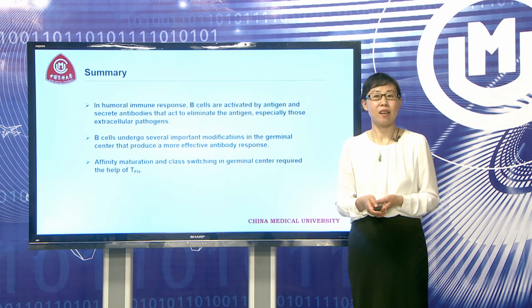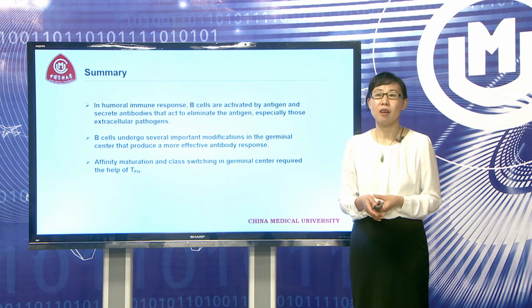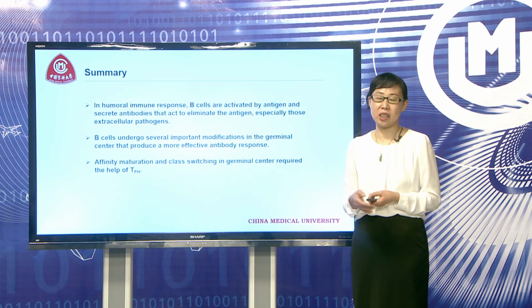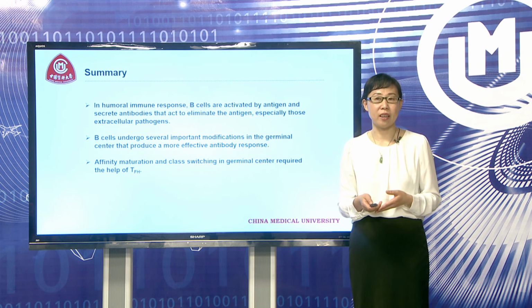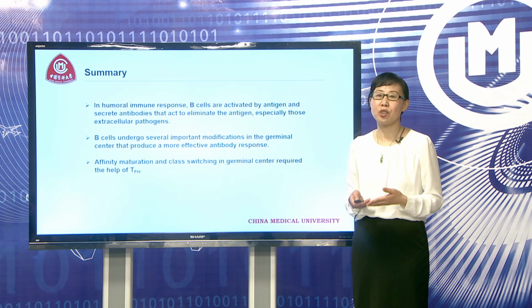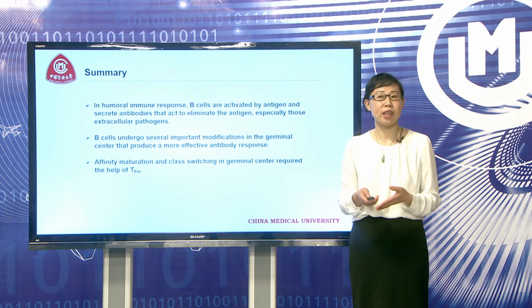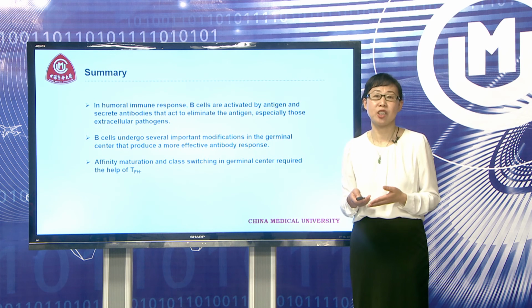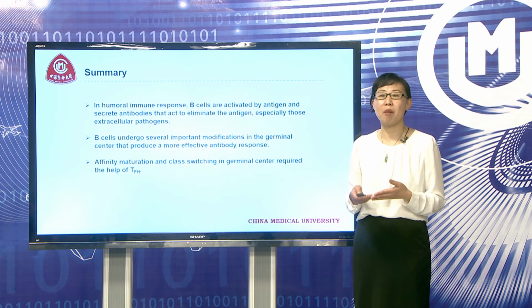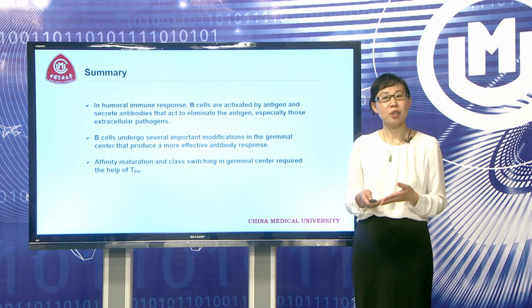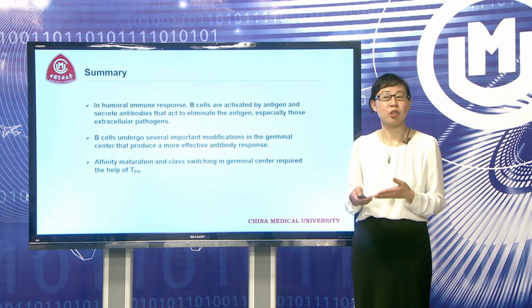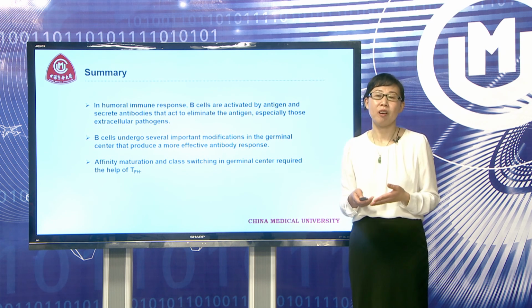In summary, in humoral immune response, B cells are activated by antigen and secrete antibody that can act to eliminate antigens, especially those extracellular pathogens. B cells undergo several important modifications in the germinal center that produce a more effective antibody response. Affinity maturation and class switching in the germinal center require the help of follicular T lymphocytes.